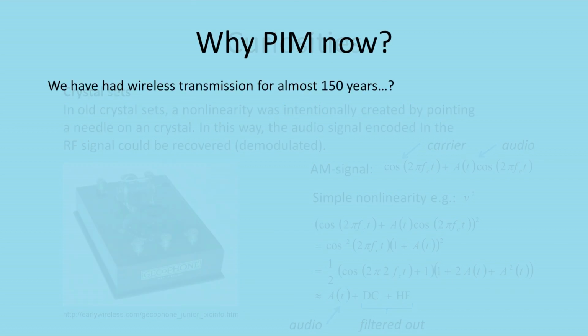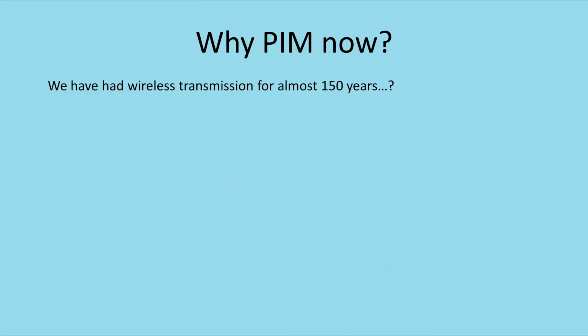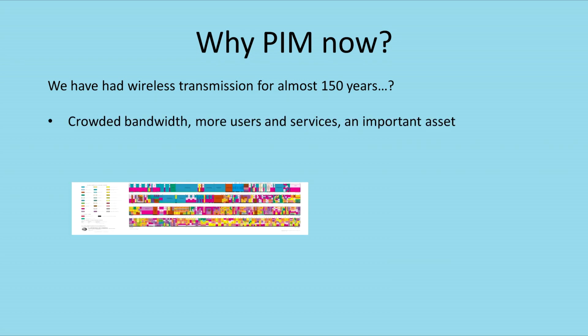We have had wireless transmission for almost 150 years. Why is PIM a growing problem today? Well, the PIM problem has been known for a long time by people designing, for instance, cell phones, antennas, connectors, and space probes. Applications where strong radio signals are present in confined spaces. But during the past years, more and more users and services need to coexist in the radio spectrum, being an important asset. So, lower and lower noise and interference levels are required.